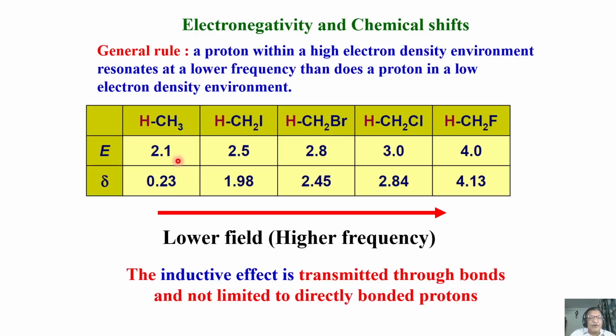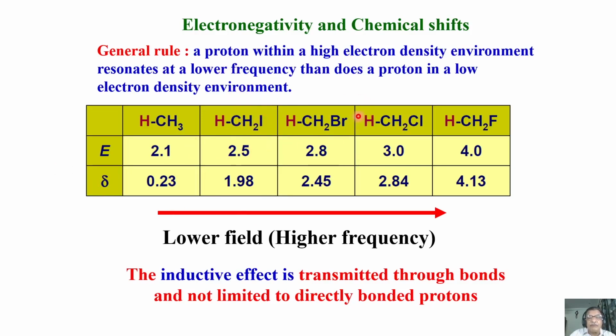Now what I am going to do is knock off one of these protons and put an iodine. It becomes CH3I, methyl iodide. Now the electronegativity of iodine is different, it is 2.5. Looking at the chemical shift of this proton, instead of 0.23 it shifted to 1.98 ppm. It is on the delta scale, which is in ppm. So it moved downfield because of the attachment of the electronegative atom.